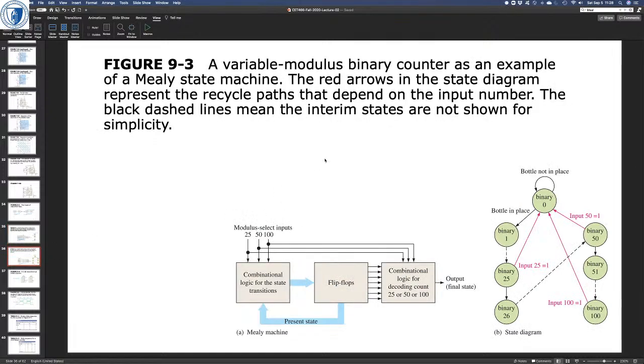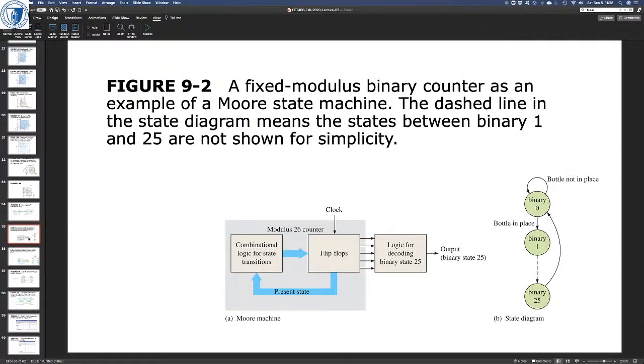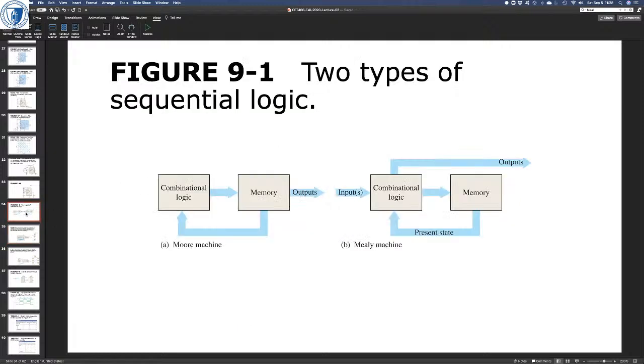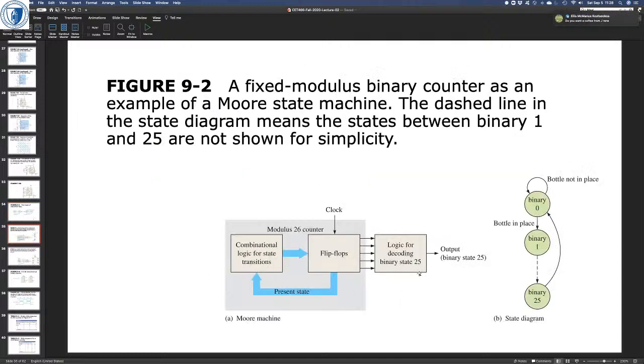Right, here's another one. The idea with this one is it's a Moore machine. Let me just go back. Right, remember a Moore machine? We're getting outputs directly from memory. So here we've got outputs directly from memory.